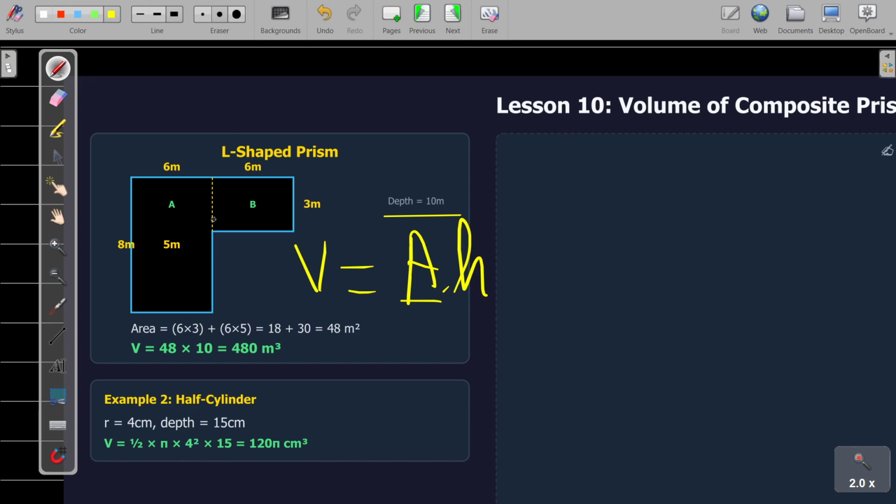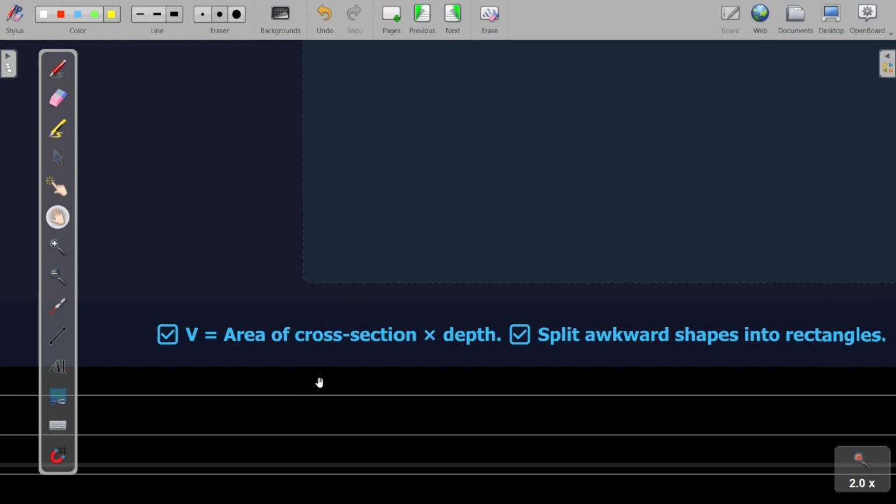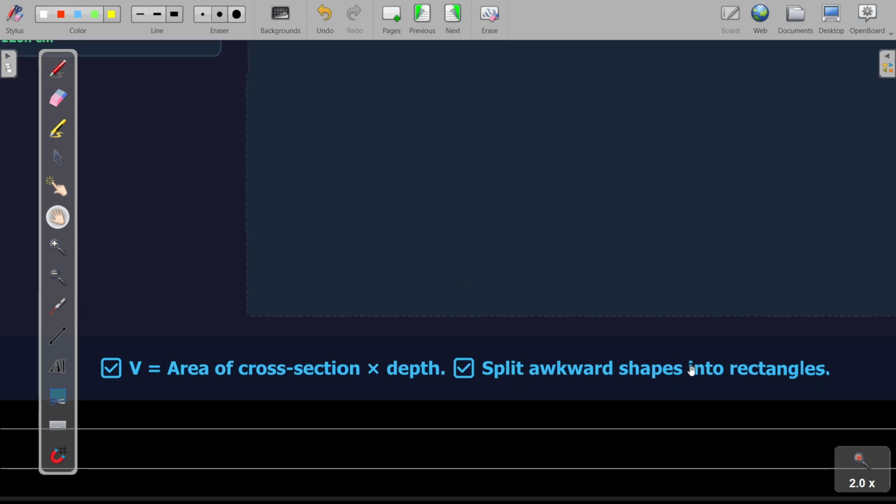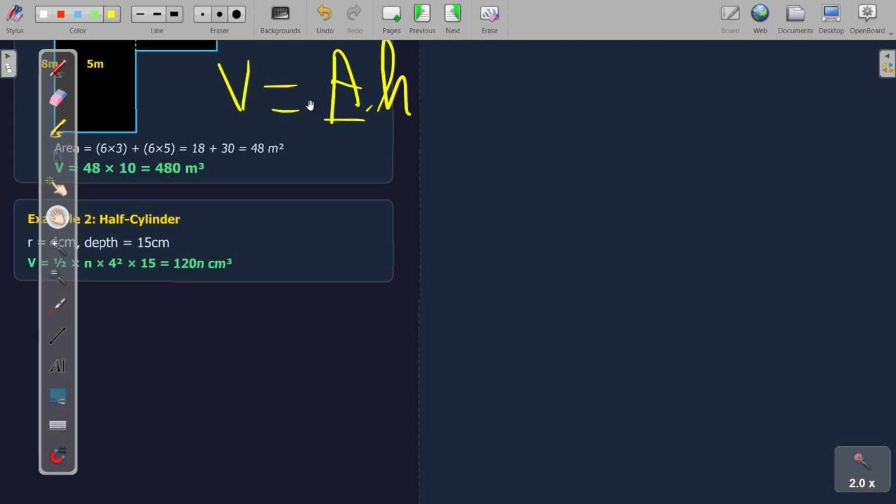The front shape is an L-shaped composite, and it goes back 10 meters. First, you must ask yourself, is it a true prism? If I slice this object repeatedly from front to back, will every slice look exactly like that L shape? The answer is yes. This means it is a true prism, and we can use our golden rule right here. We want to split awkward shapes into rectangles or other well-known shapes, and use our formula.